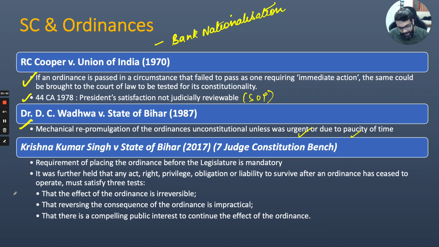And the most recent judgment is the 2017 judgment called the Krishna Kumar Singh versus State of Bihar. Now, this was first to a lower bench and then went up to an appeal to a second higher bench, and then finally a 7-judge constitution bench gave a judgment. Which is why this question was asked in 2015, is because 2015 it was at a lower constitution bench of the Supreme Court. Now, this Krishna Kumar Singh judgment, very interestingly, also is with respect to the state of Bihar.